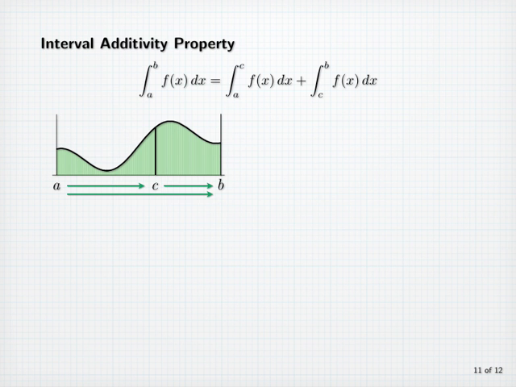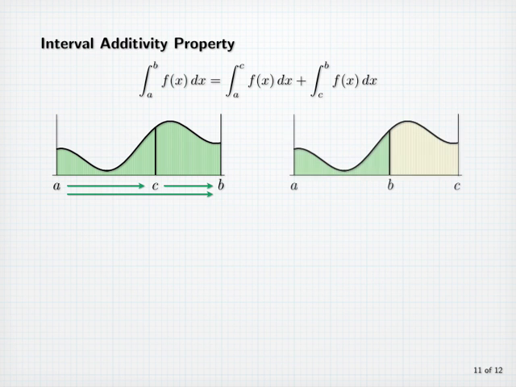The integral from a to b of f of x dx is equal to the integral from a to c of f of x dx plus the integral from c to b of f of x dx. Now it turns out that the order of the numbers here doesn't matter. In other words, c doesn't need to be the number in the middle. We'll illustrate this with a few more pictures.